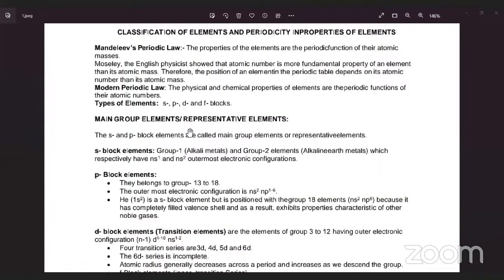So first we will study the S and P block elements. S and P block elements are together called main group elements, or representative elements. S block elements are on the left side of the periodic table that we had seen.